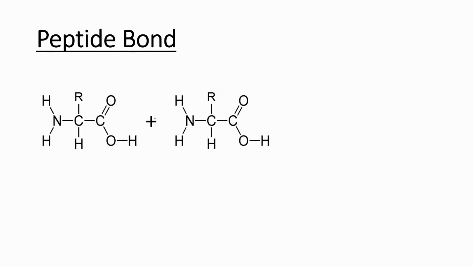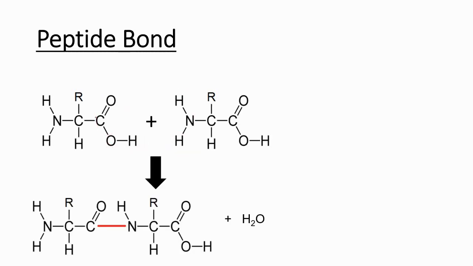Two amino acids can form peptide bonds, and here the carboxyl group of one amino acid will form a peptide bond with the amino group of another amino acid. This will release water through a condensation reaction. Water is formed from the OH of the carboxyl group and the H of the amino group. Now you can see that the peptide bond formed is highlighted in red and water has been released.